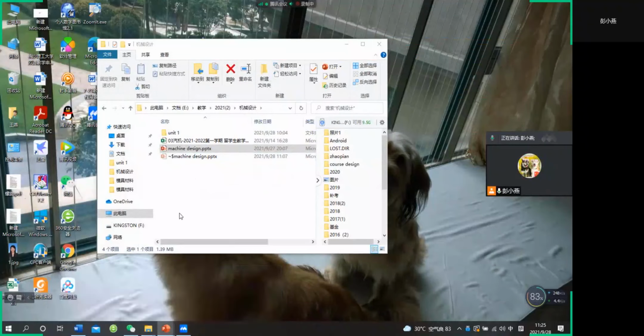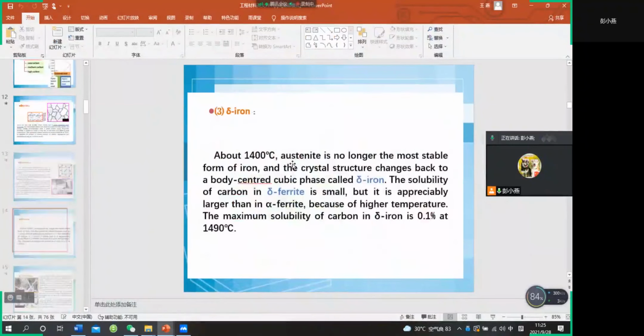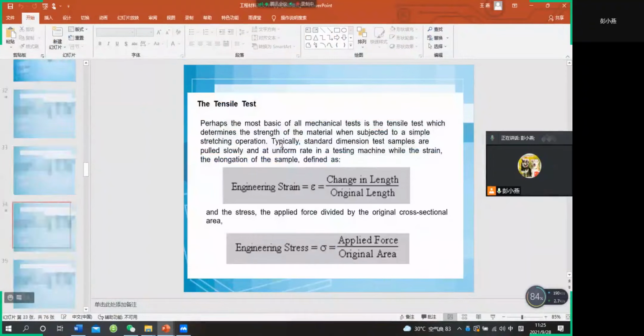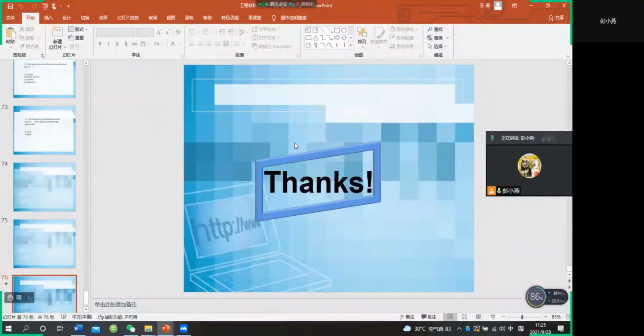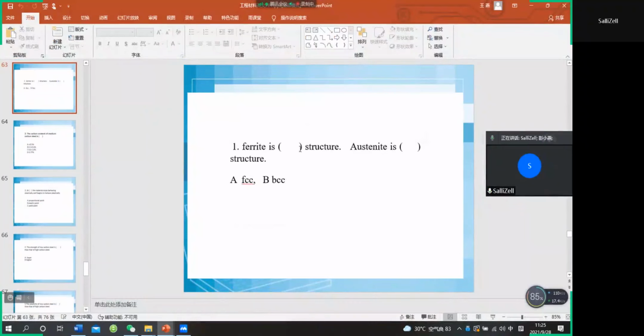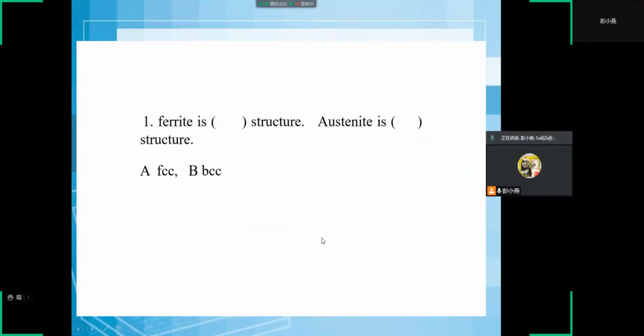Okay, class. Have you finished the exercise? Can you confirm the ones you've gotten? Okay, let's explain the answer. Which structure is ferrite and which structure is austenite? We choose ferrite is BCC structure and austenite is FCC structure. So the answer is B, A.